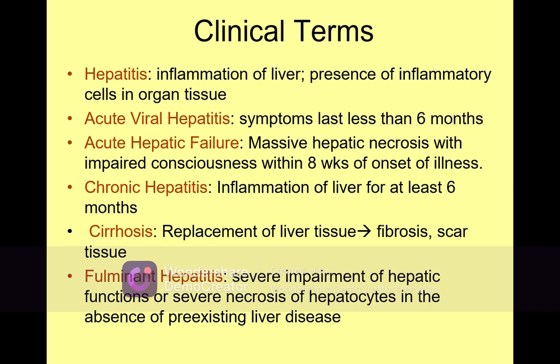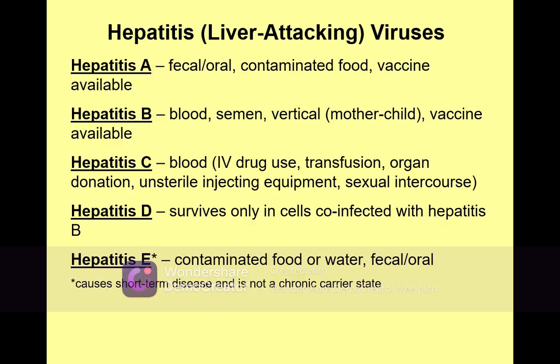Fibrosis, hepatic fibrosis, is the terminology in which only fibrosis is seen. It may be followed by acute hepatitis, or it may not be followed by acute hepatitis. Fulminant hepatitis is severe impairment of the hepatic functions, with severe necrosis of the hepatocytes in the absence of pre-existing liver disease. Previously there was nothing. It is definitely a severe impairment leading to hepatic encephalopathy in very quick time.